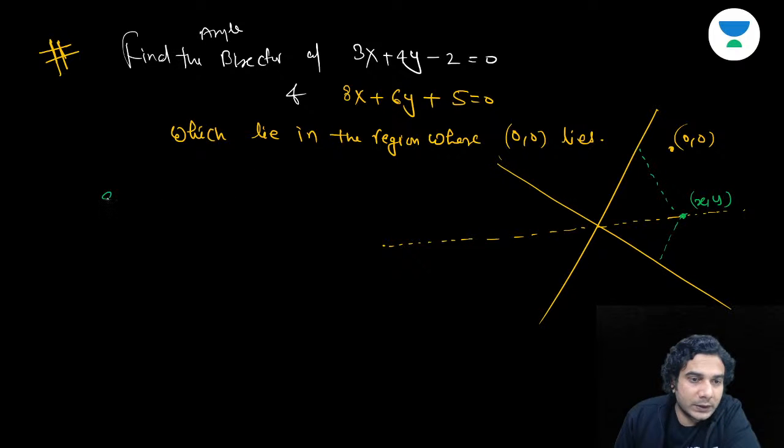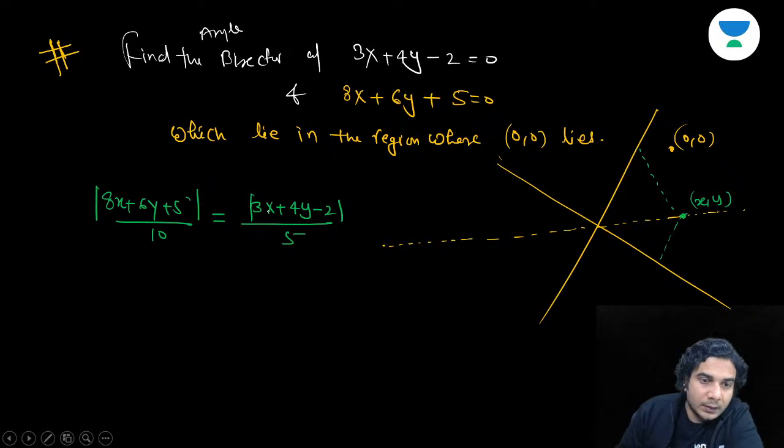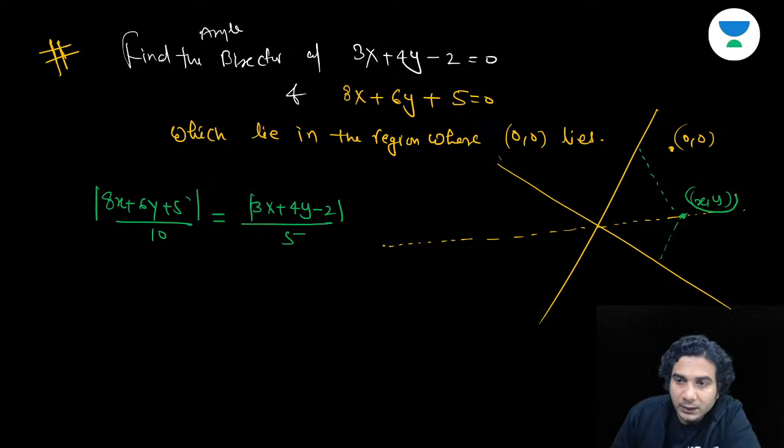So its locus was mod of 8x plus 6y plus 5 divided by 10, and then mod of 3x plus 4y minus 2 divided by 5. I'll write it with mod, okay? Now you can see this xy written in this equation is actually this one. Or to differentiate, you can take h comma k also.